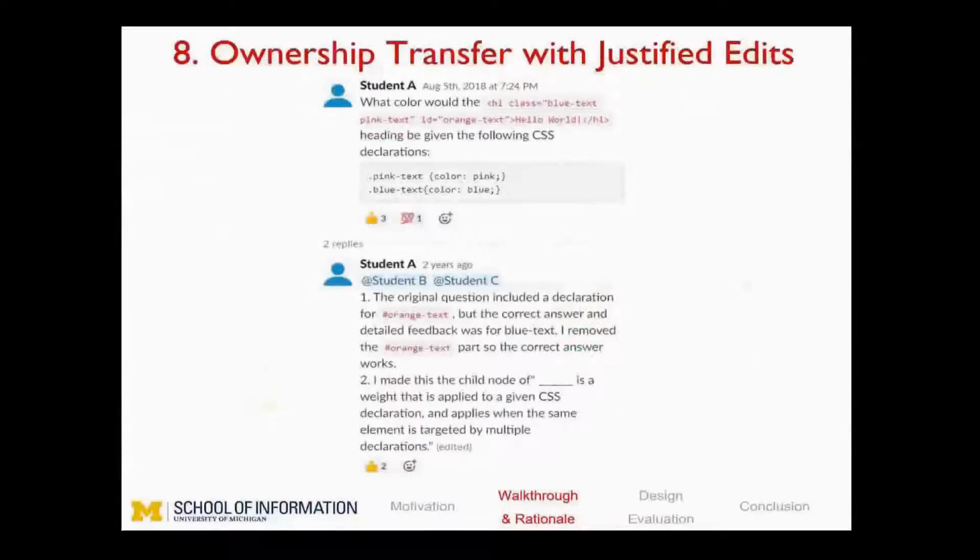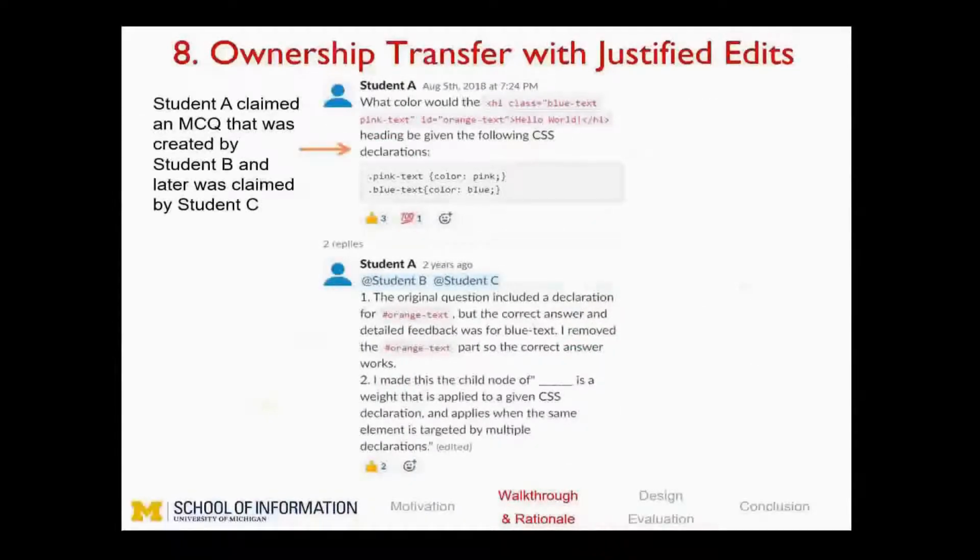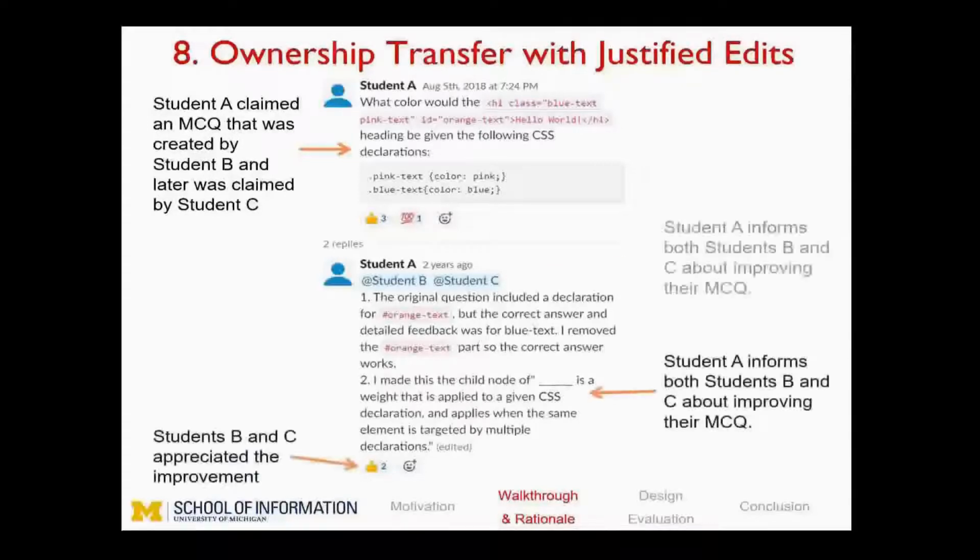In our study among the students and the instructor, editing an MCQ was referred to as claiming the MCQ, and the last person who had claimed it was referred to as the owner of the question. This further incentivized not only improving MCQs, but also creating high-quality ones. In this example, the MCQ was previously created by a student B, and a student A improved and claimed it.